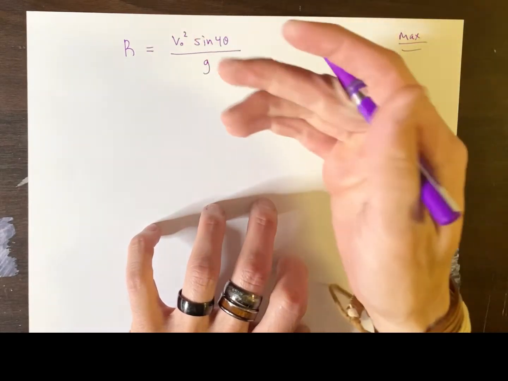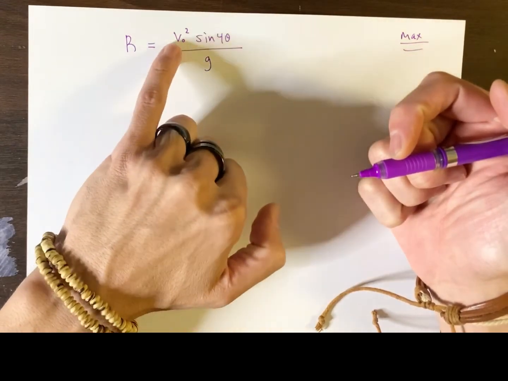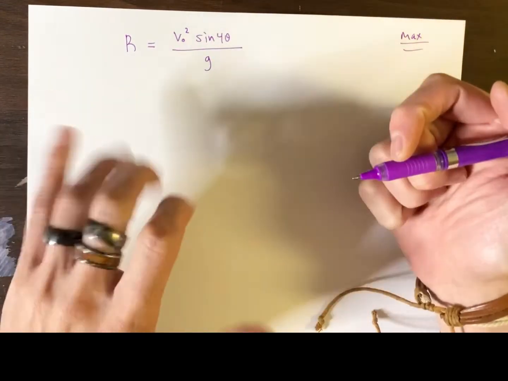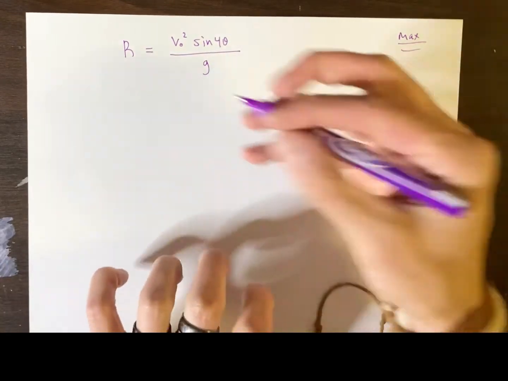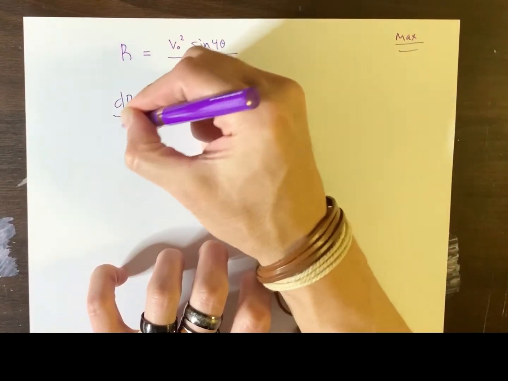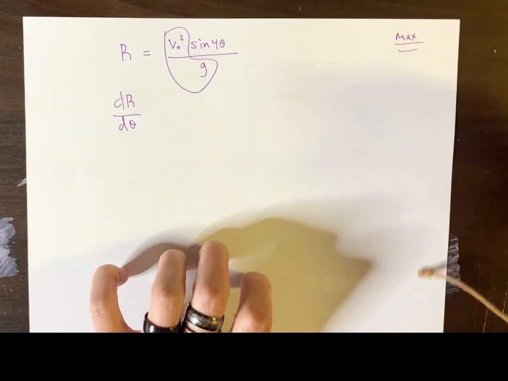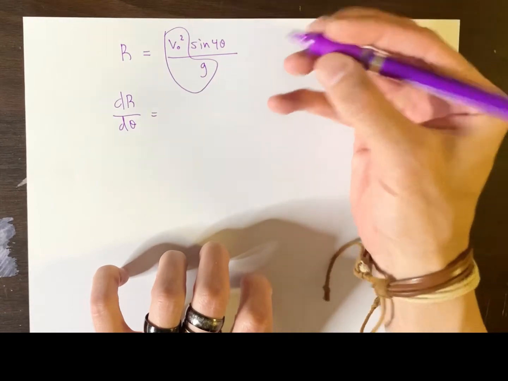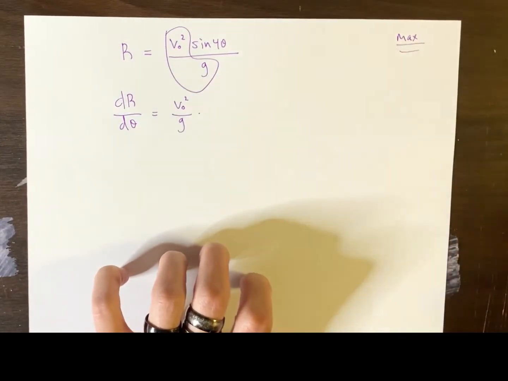So let's find the derivative of R with respect to theta. Let's say that V and G are fixed, they're constant, but theta is a variable and R is the main function. So I would have dR d theta. And then notice that this here is just a constant, so that goes along for the ride. The square of the initial velocity.